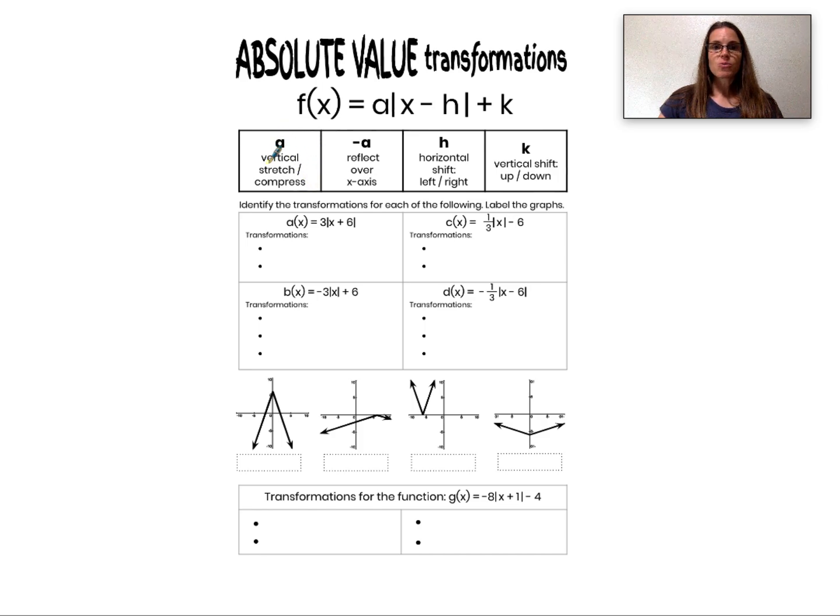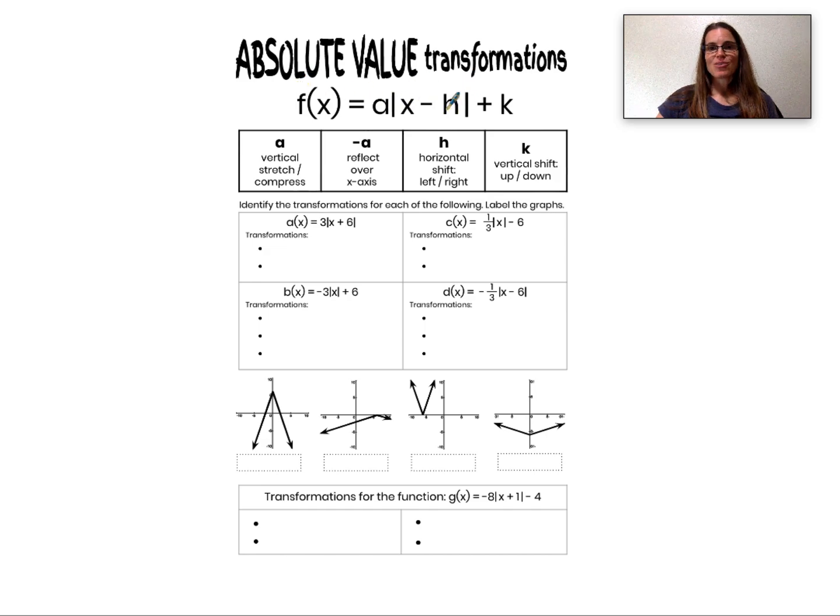If a is big, we will vertically stretch it, meaning make it steeper. If a is small, we will make the graph flatter, meaning we will vertically compress it. If that a value is negative, if we have a negative in front of the absolute value bars, that causes a reflection over the x-axis, meaning we have a v that faces down.